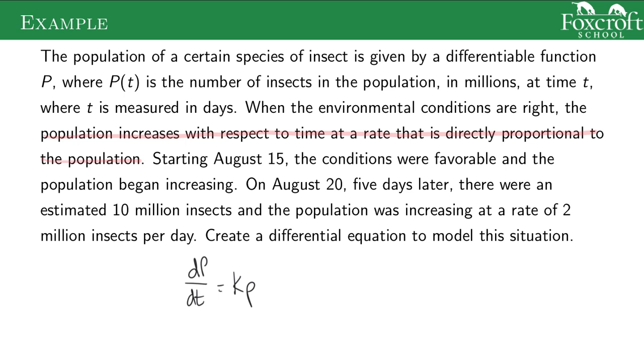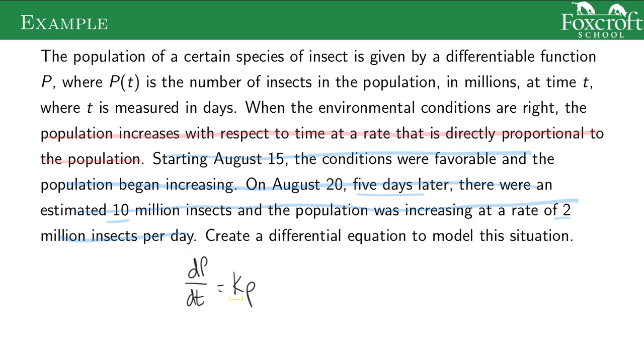Now they're going to give me more information, and basically the idea is I'm going to be able to figure out what k is, because in all the other ones we just left the k, we don't know what the proportion is. But in this case, we can find k, and we're going to do that using these two sentences. Starting on August 15th, the conditions are favorable, so this differential equation makes sense. And then 5 days later, there are 10 million insects, and the population is increasing at 2.